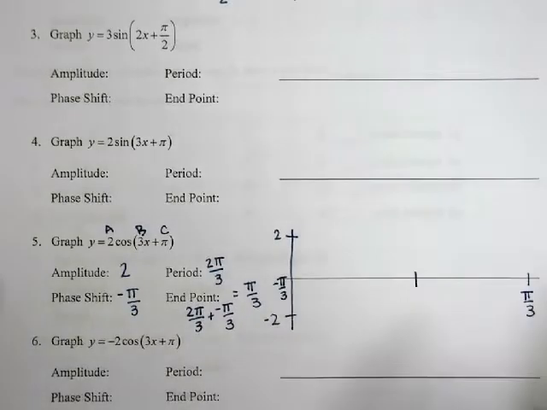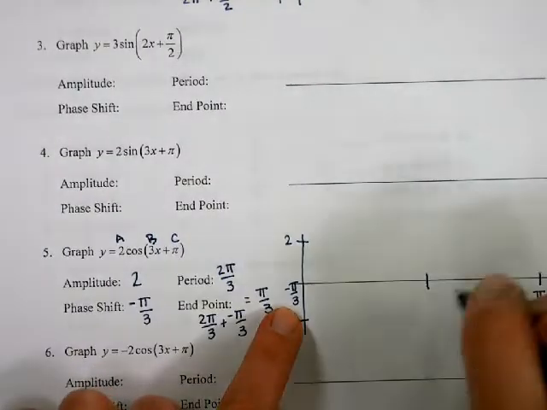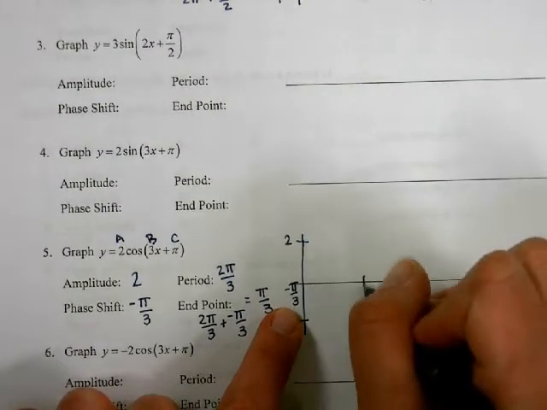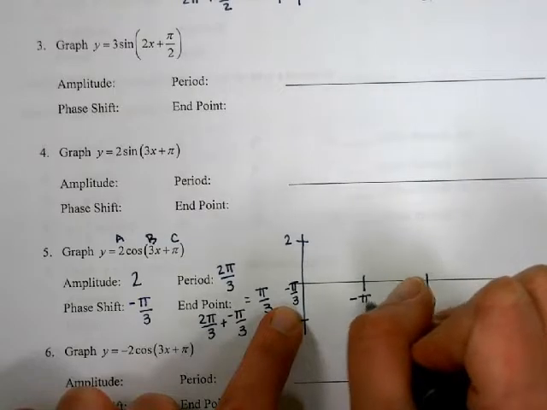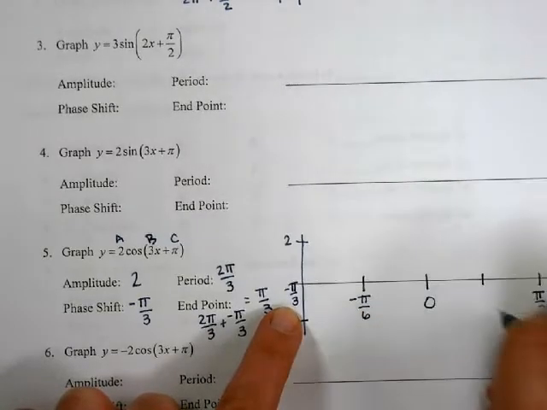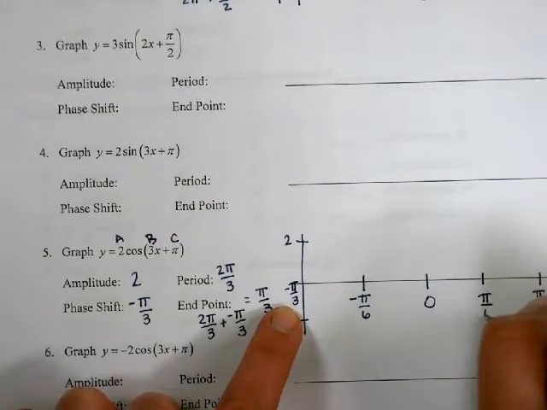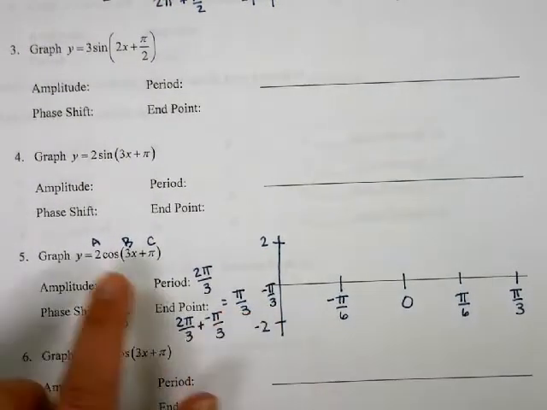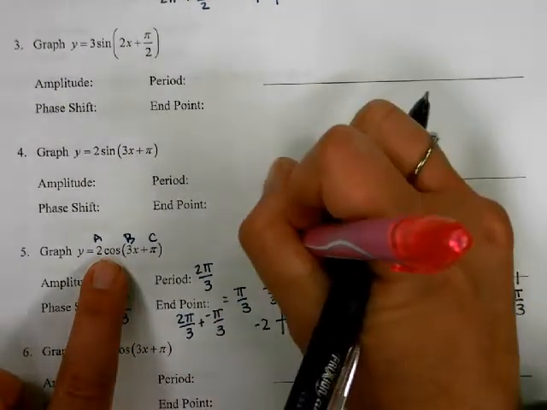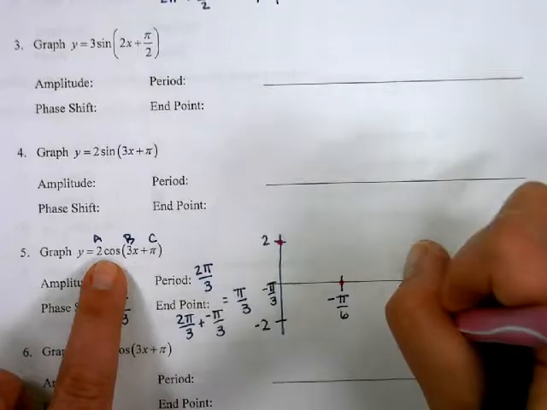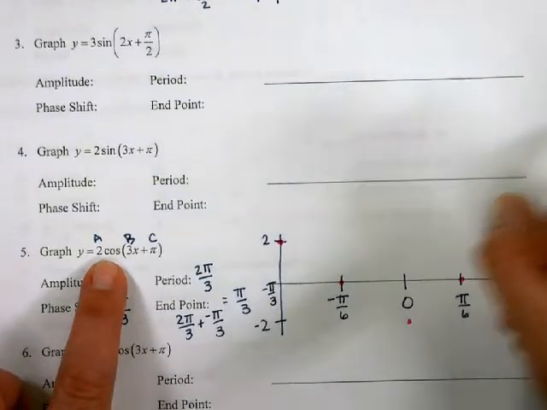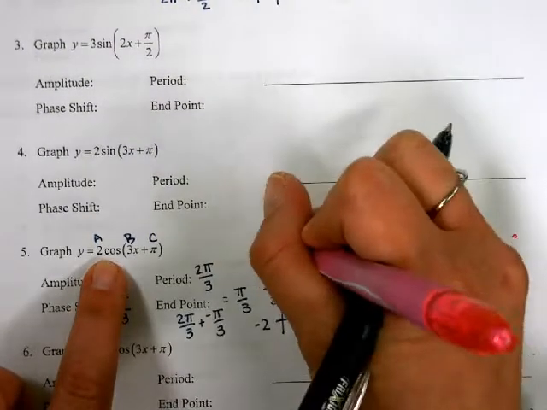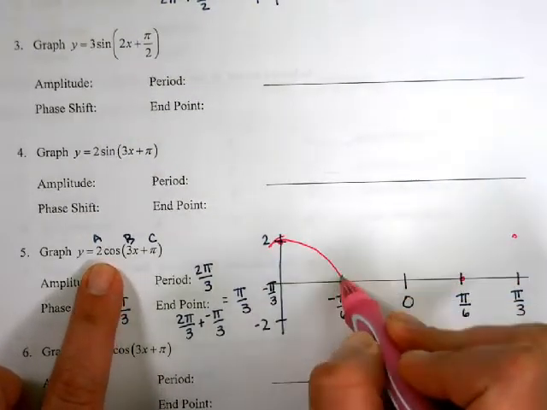Halfway in the middle: add them together, you get 0. Halfway in the middle of that, negative pi over 6. Halfway in the middle of that, positive pi over 6. This one is now cosine, so remember cosine starts at the top: top, 0, bottom, 0, top. Give it some tails, it's going back down.